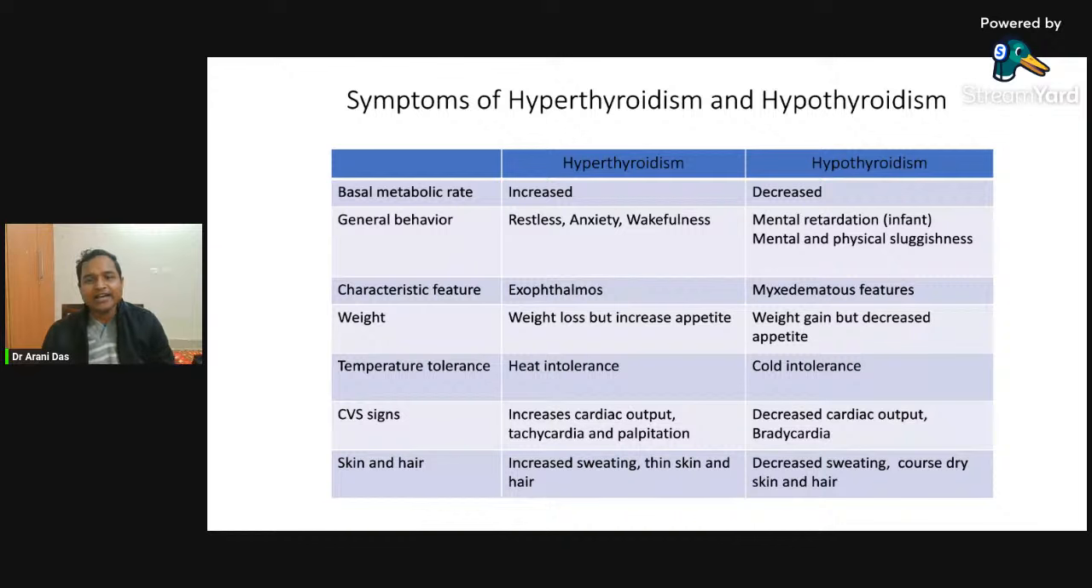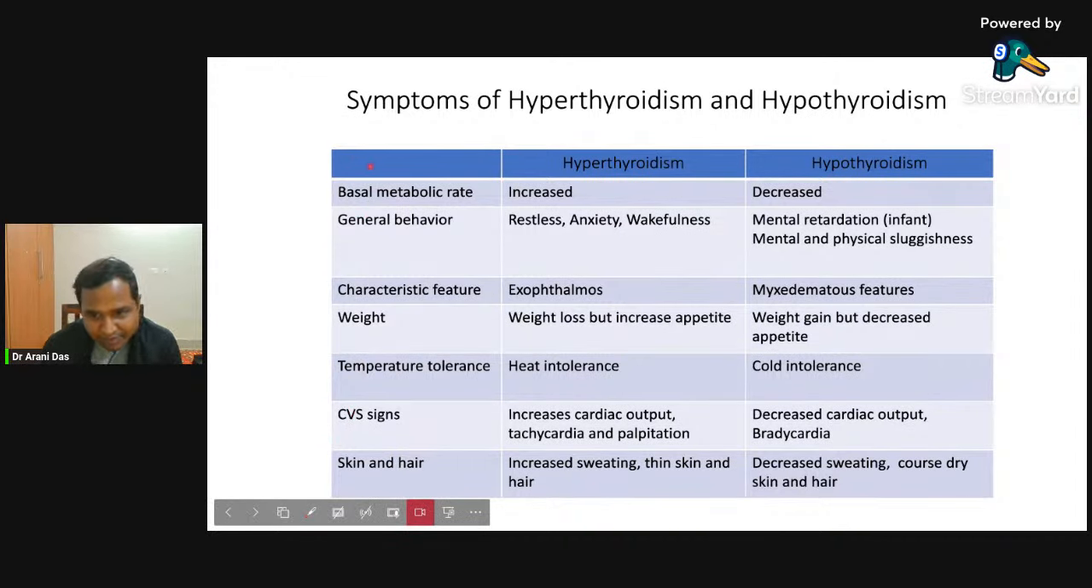almost antagonistic. So in this slide I summarize the features of hyper and hypothyroidism in these aspects. Basal metabolic rate will be increased in hyperthyroidism. We all know the thyroid gland produces thyroid hormone, which increases the BMR, the basal metabolic rate. It produces thermogenesis. The functions of the thyroid gland have been discussed by my previous speaker. So increased heat production occurs in hyperthyroidism and decreased heat production in hypothyroidism.